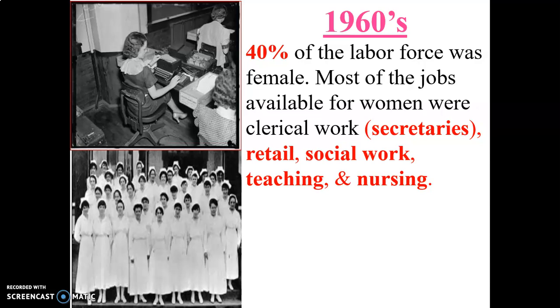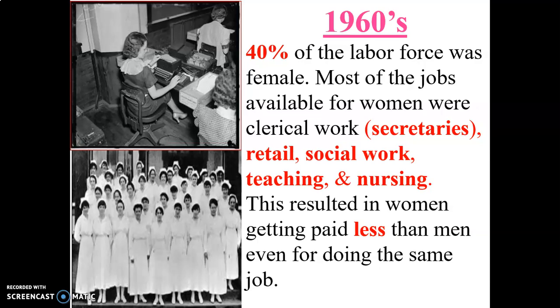Most of the jobs available to women were clerical work. However, even though they were working, they were not the top paying jobs. They were mostly supportive jobs. For example, secretaries or retail, like working in stores at places like Macy's and Sears. Social work, teaching, and nursing. Those were female jobs. This resulted in women getting paid less than men, even for doing the same job. So in many cases in the 1960s, women would often be paid less than men, even for sometimes doing the same job.